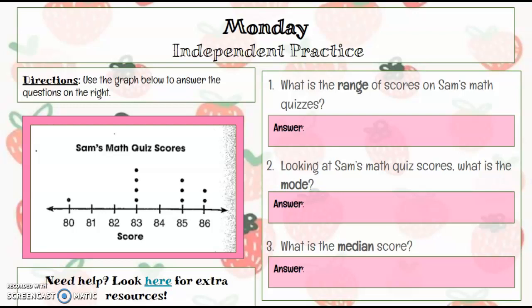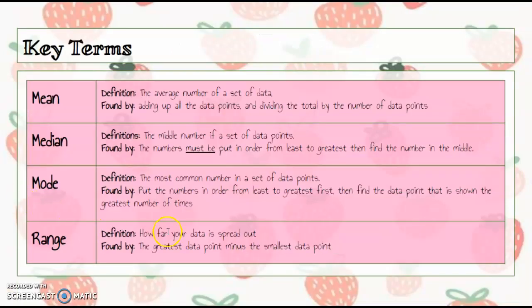Here is Monday's practice. Let's review what the answers were for each of these problems. So the first question asked you, what is the range of the scores from Sam's math quizzes? I know if I go back here that the range is how far my data is spread out. It's the greatest data point minus the smallest.